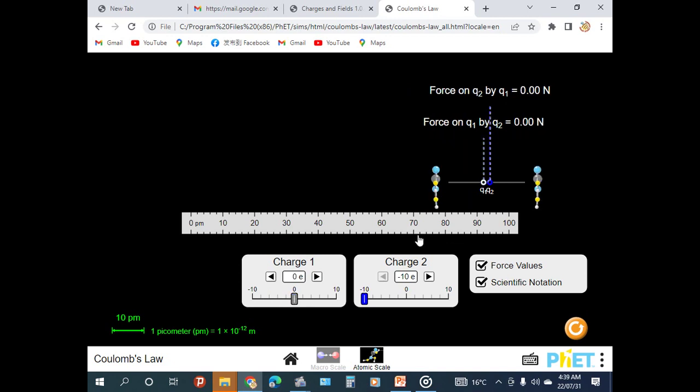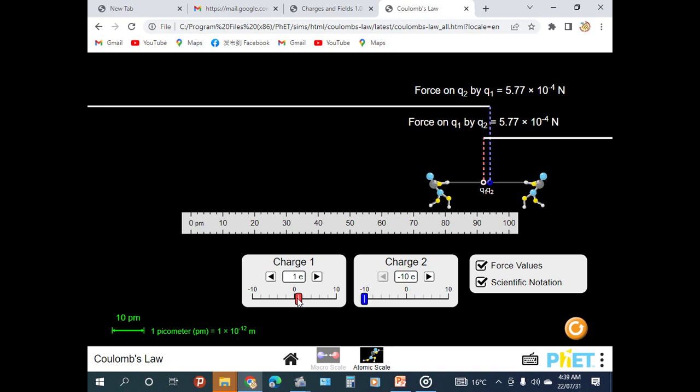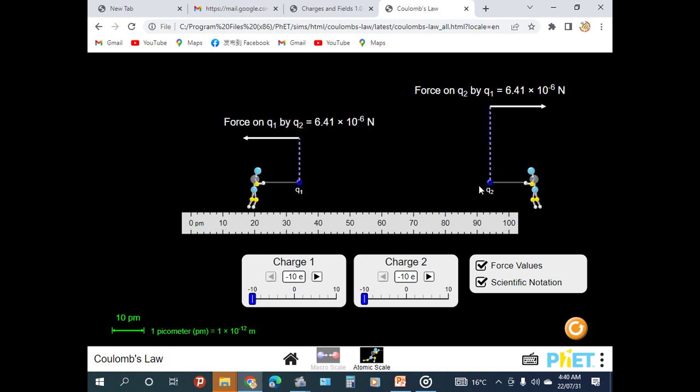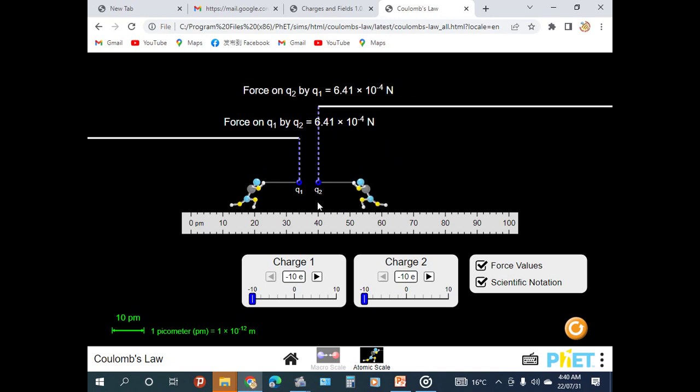Here one of the charges is zero, so the force between them is zero. Zero multiplied by any number is zero. Now here is the attraction force and the repulsion force. This is the simulation of Coulomb's law.